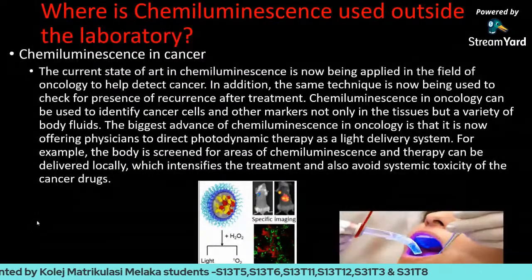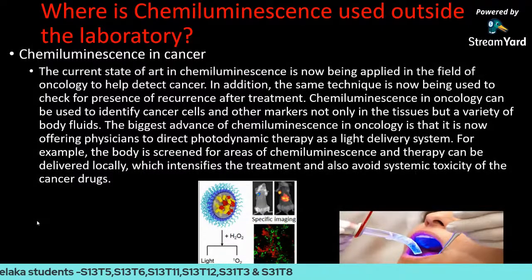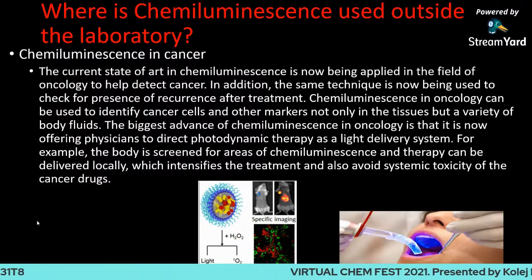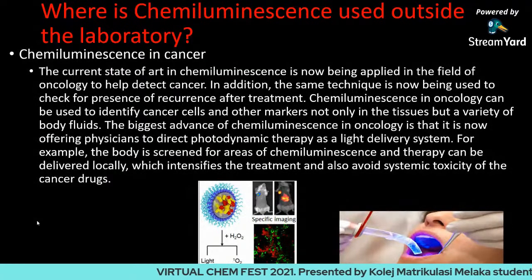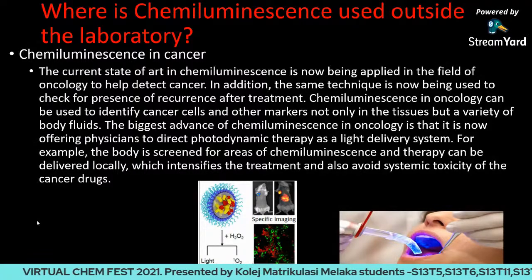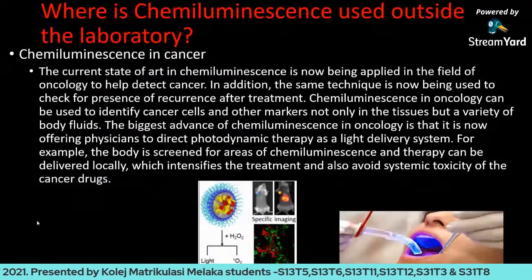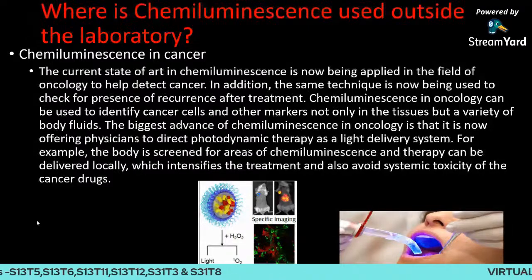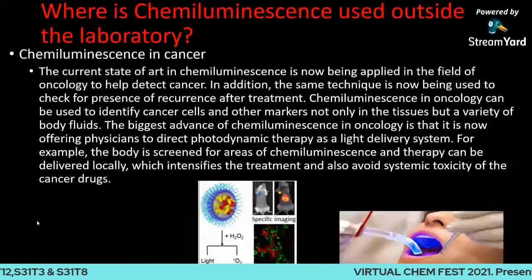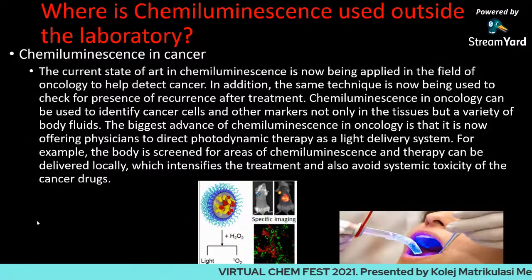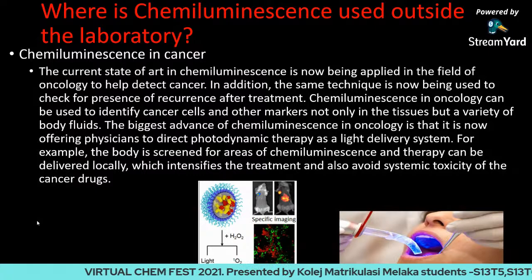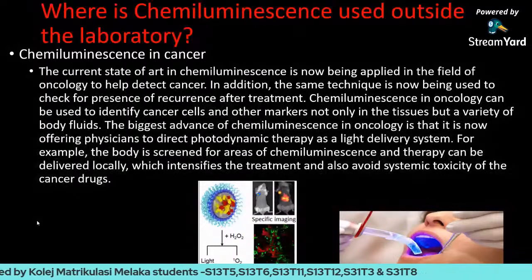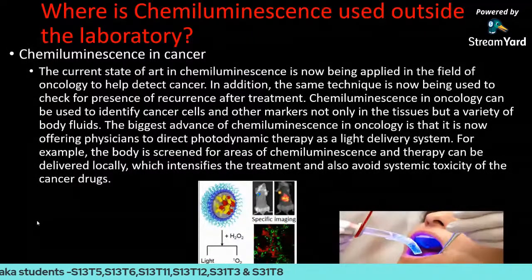Maybe the patient will swallow a pill, if I'm not mistaken, and then after a few minutes, the doctor will scan the patient's body, and they will see this glow from the monitor, and then they will start the treatment because they know the exact location. The thing about laser treatment is it can kill cancer cells, but also the good cells, the cells that you need. So if they just laser you without knowing the exact location, you might die from it. So this is why chemiluminescence in cancer is one of the important usages of chemiluminescence.